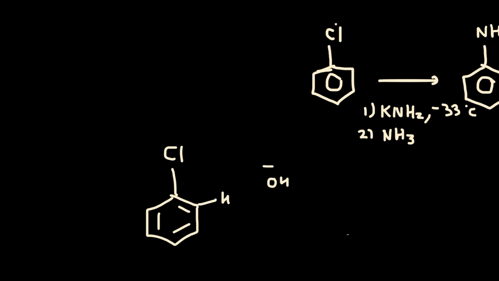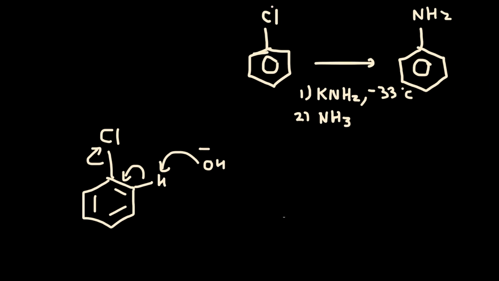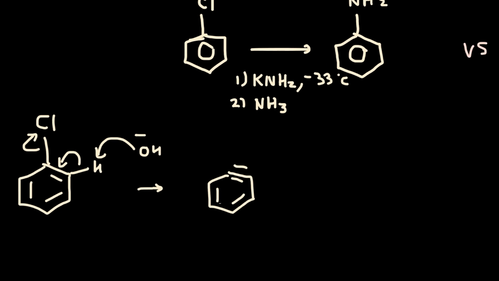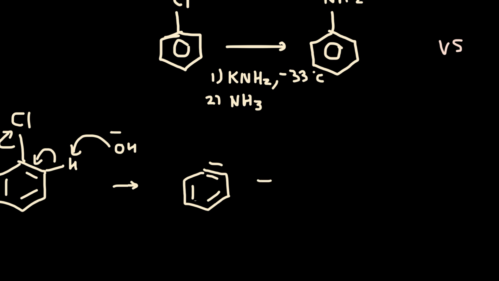To eliminate, we use a base, attack hydrogen, who donates its bond to make an alkyne within the benzene ring, thus eliminating the halide. So now we have an alkene inside a benzene, so it's a benzyne, which has resonance structures through charge separation.